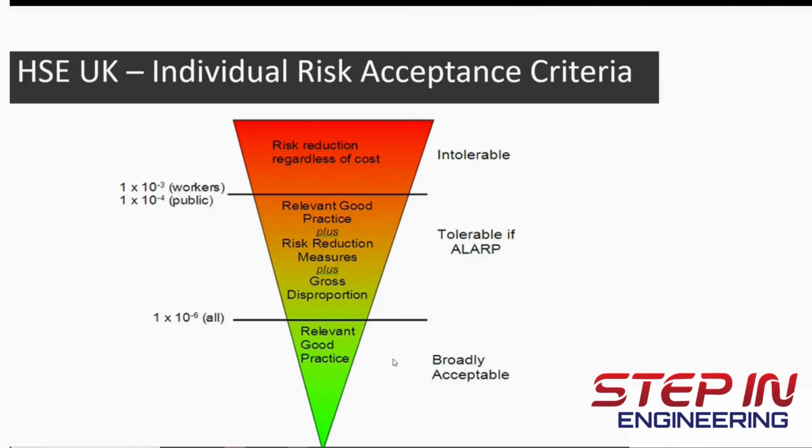When the risk is falling under the level, or equal to the level, of 1 into 10 raised to the power minus 6, those kinds of criteria are called acceptable criteria.